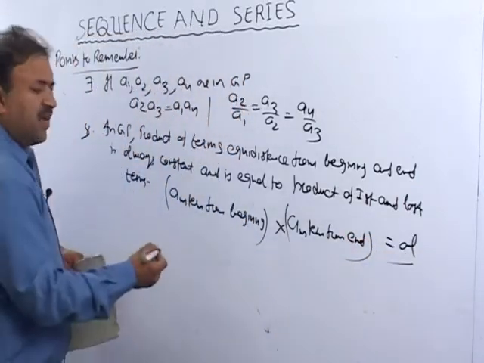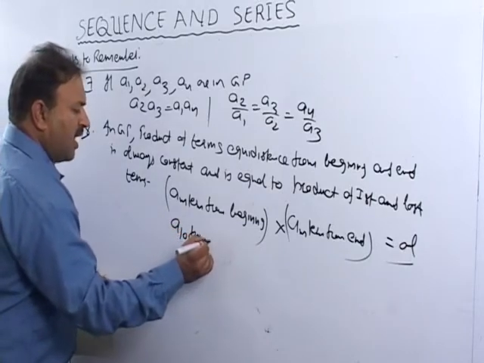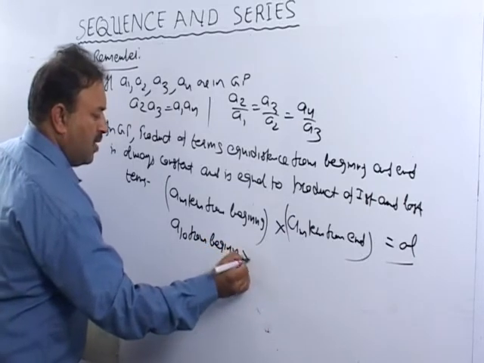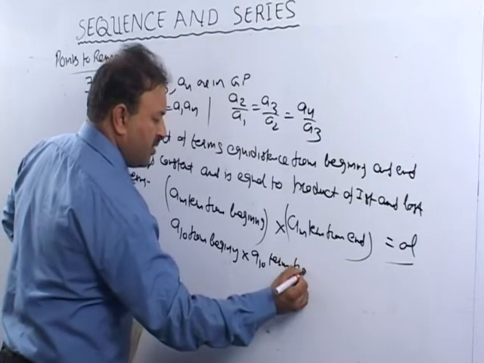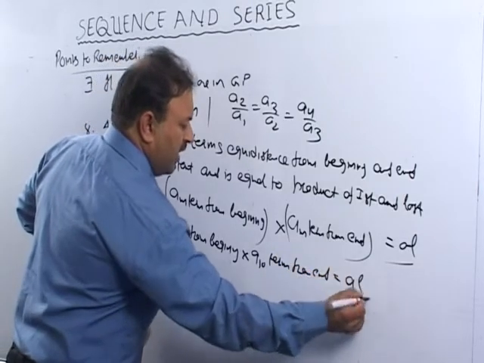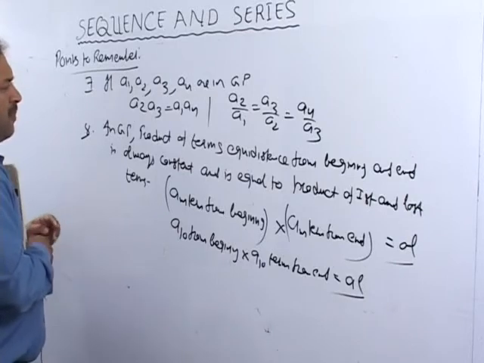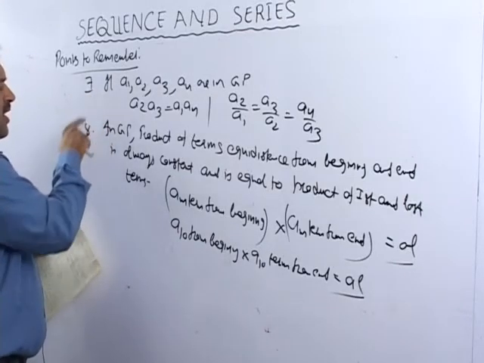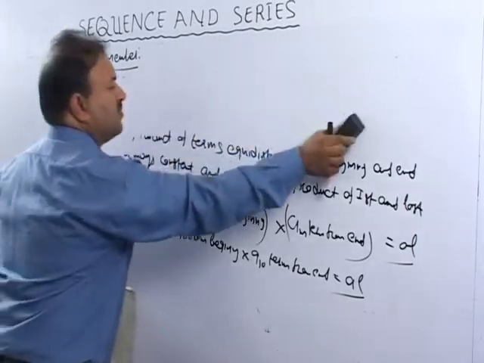Or we can say, take the 7th, or any term, say the 10th term from the beginning into the 10th term from the end. That is equal to A into L. Then the next property, this may be point 8, this may be point 9.